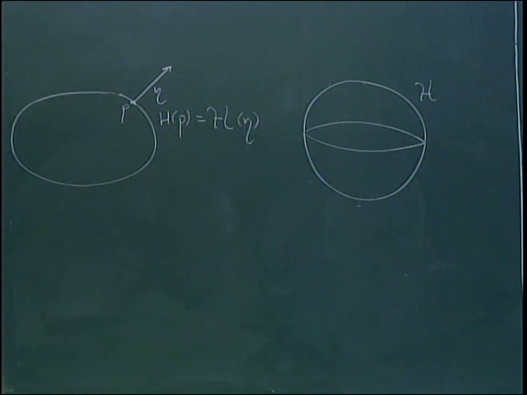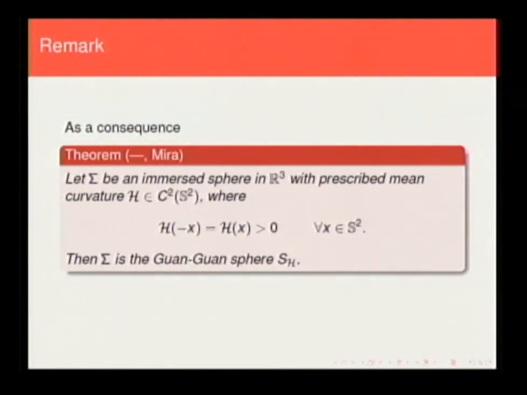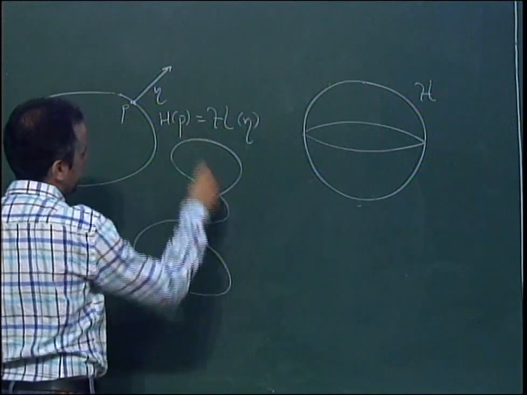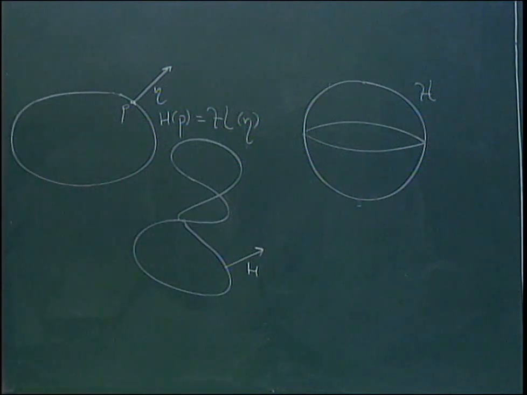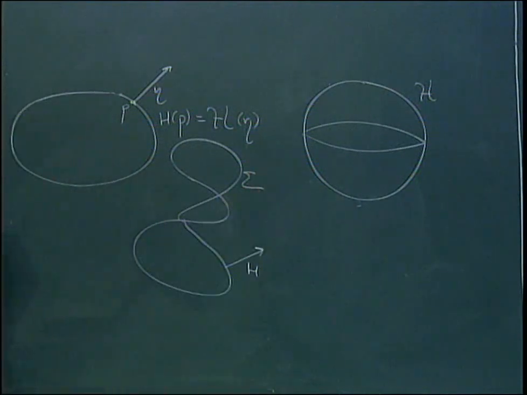Observe that this equation is the CMC equation equal to this. This equation is elliptic. So we can use the general result and assert that this ovaloid constructed by Alexandrov and Pogorelov is, in fact, the unique ovaloid immersed in R3 satisfying these conditions. So we obtain the uniqueness for the theorem of Alexandrov and Pogorelov. The uniqueness was only known for a general immersed sphere sigma when sigma, in fact, was another ovaloid.